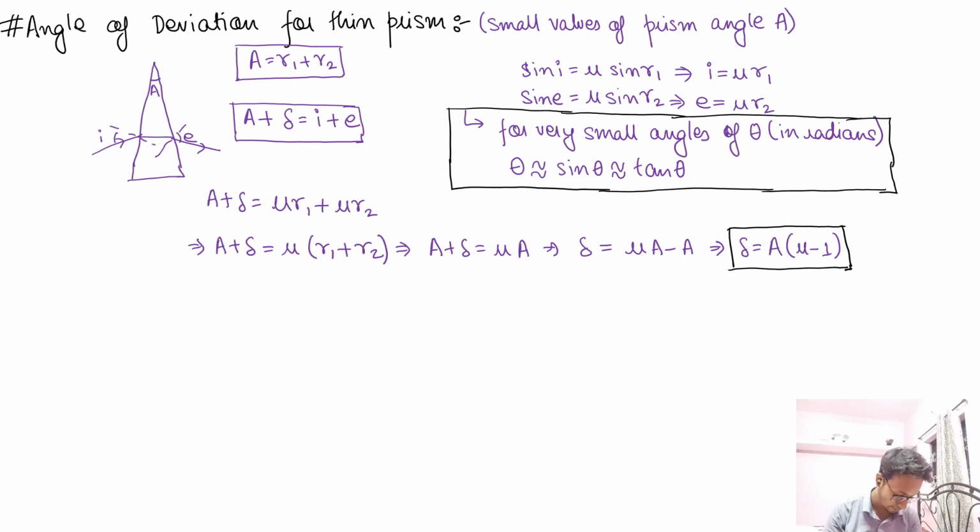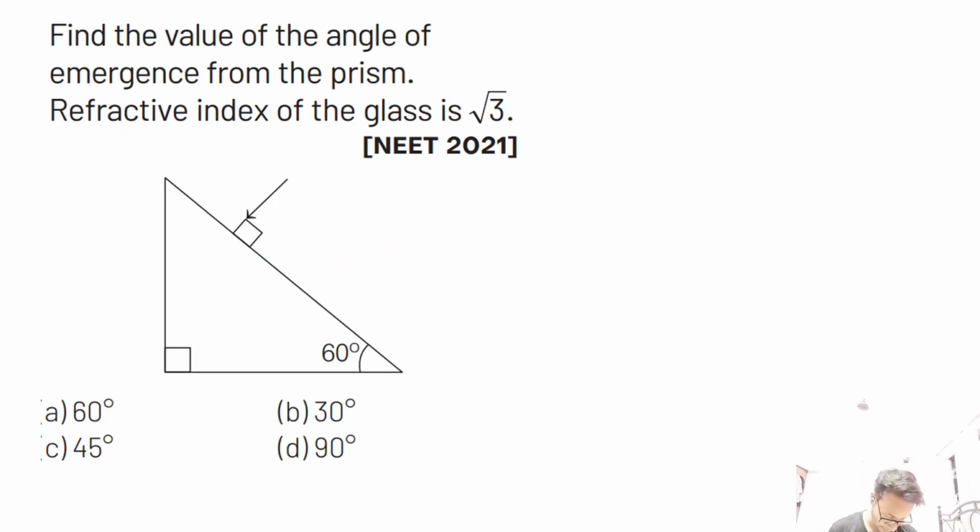Okay, so let's start with the question. The question says, find the value of angle of emergence of the prism if the refractive index of the glass is root 3. Now see, this ray of light comes out here straight. So what is the value of R1 out here? The value of R1 out here is equal to 0.